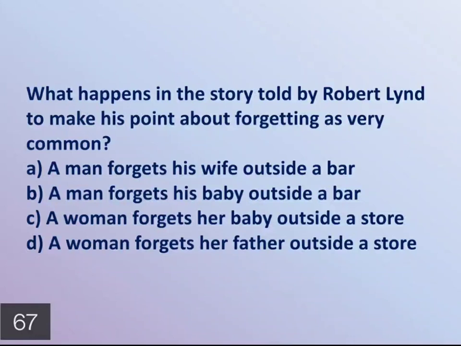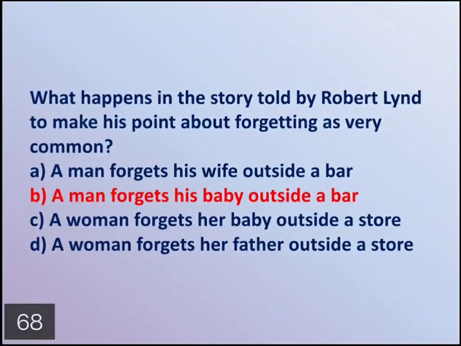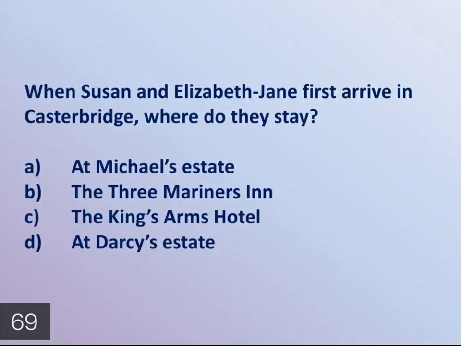What happens in the story told by Robert Lind to make his point about forgetting as very common? A. A man forgets his wife outside a bar. B. A man forgets his baby outside a bar. C. A woman forgets her baby outside a store. D. A woman forgets her father outside a store. So he tells a story to show how easy and how common a concept forgetting is. So basically that story contains where a man forgets his baby outside a bar. B is the correct option.